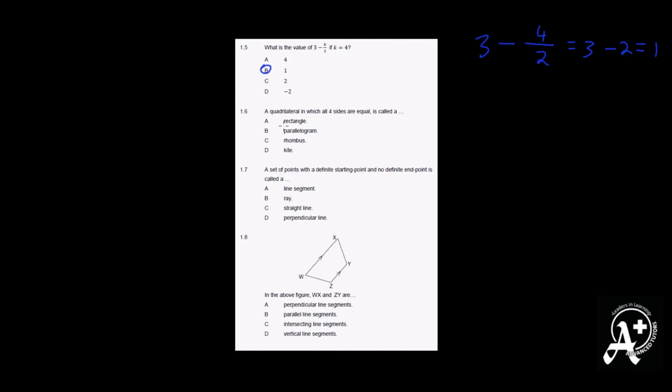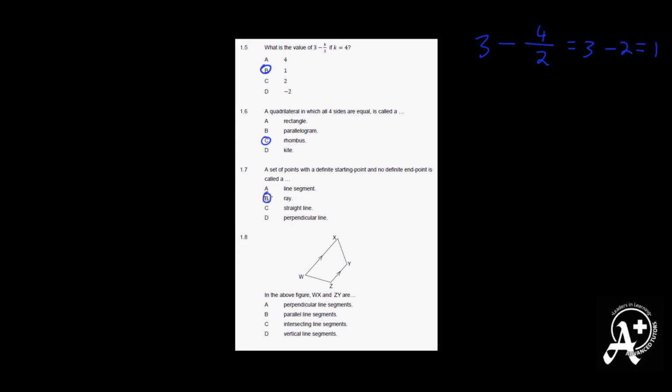In 1.6 they ask us a quadrilateral in which all 4 sides are equal is called a what? Right, we know it's not a rectangle, because in a rectangle 2 of the sides are equal and the other 2 are equal as well. It's not a parallelogram, it's in fact a rhombus. A rhombus is a shape with 4 sides, so it is a quadrilateral, and all 4 of the sides are equal to one another. Then a set of points with a definite starting point and no definite end point is called a ray.